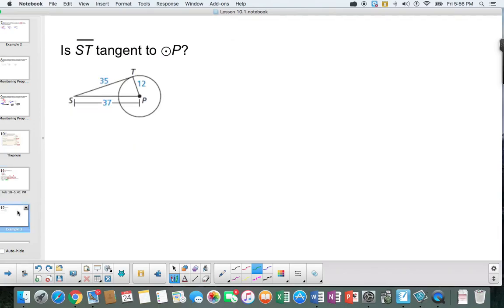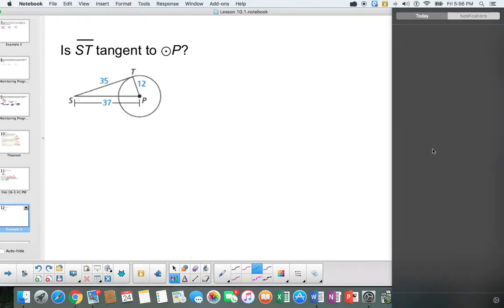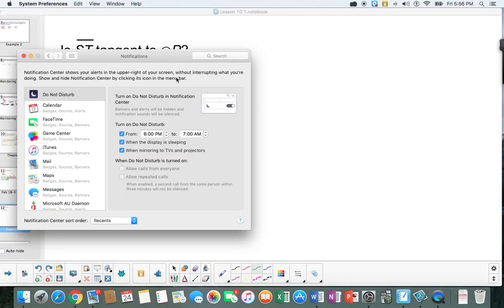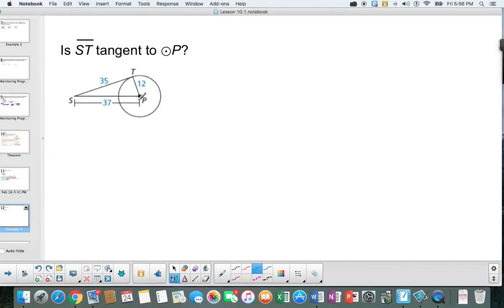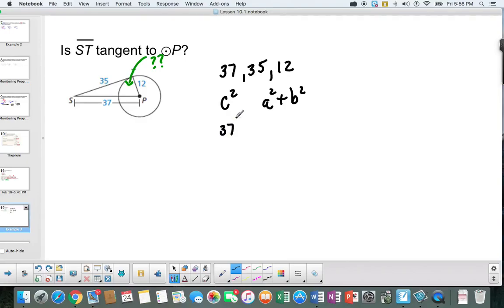All right, let's take a look at this situation and decide whether this is a tangent. What I'm wondering is, is this right here a right angle? Because if it's a right angle, then I can say it's a tangent. So let's take a look at the three numbers, 37, 35, and 12, and decide if these three numbers make a right triangle. So we're going to use this relationship that we've seen before. I want to make sure that the 37 is in the C spot, and it doesn't really matter about the other two.